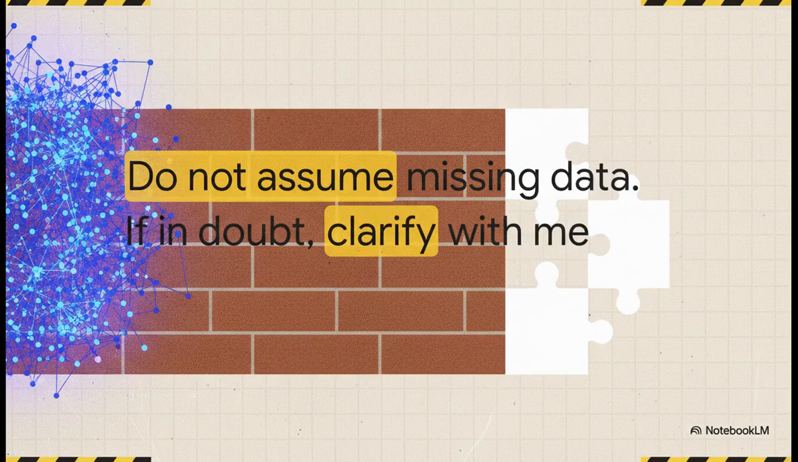And that brings us to a critical safety check, which is the A in our CLEAR framework: assumptions. You should literally physically type this exact sentence into your prompts. Do not assume missing data. If you have any doubts, clarify with me first. By explicitly instructing the machine to never assume missing data, you're putting up a massive guardrail. It completely prevents it from confidently generating a fake output just to fill in the blanks.